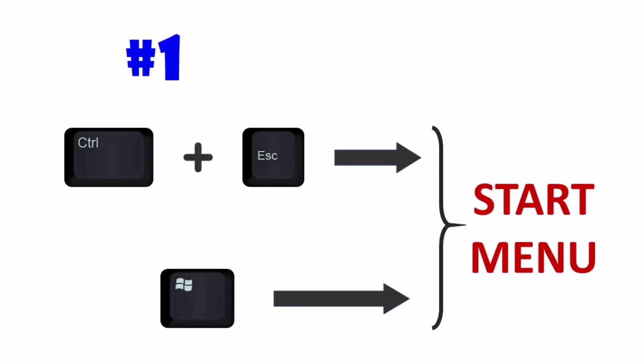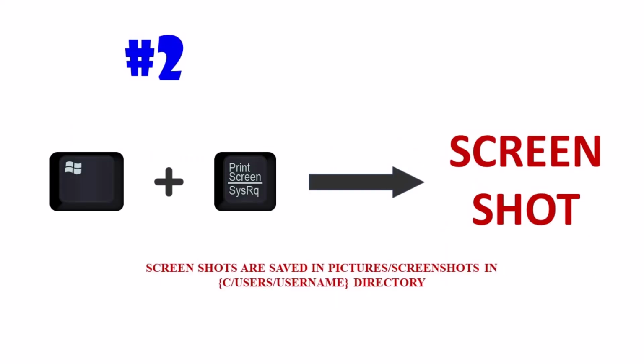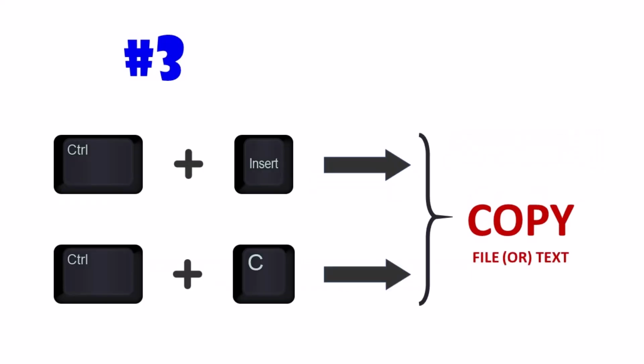Number 1. Press Ctrl plus Escape or Windows key on your keyboard to access Start menu. Number 2. Press Windows key plus Print Screen to take screenshot. Number 3. Press Ctrl plus C or Ctrl plus Insert to copy text or files.